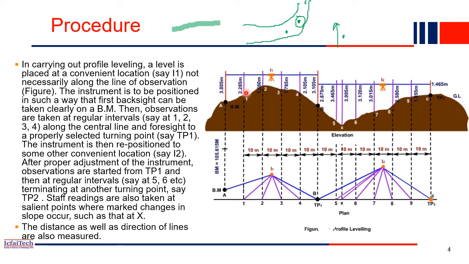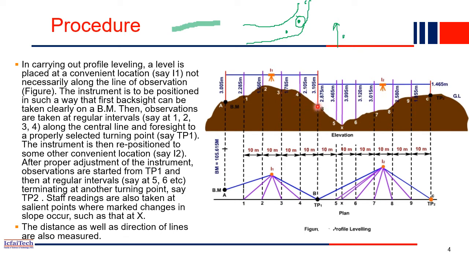Then we shift the staff to location 1, and again take the measurement. So now we know the height. Using the rise and fall method we discussed in the last lecture, or the height of instrument method, any method you can use, find the elevation at 1. Similarly, you keep the staff at 2 and sight it to get the elevation at 2, 3, 4, 5.